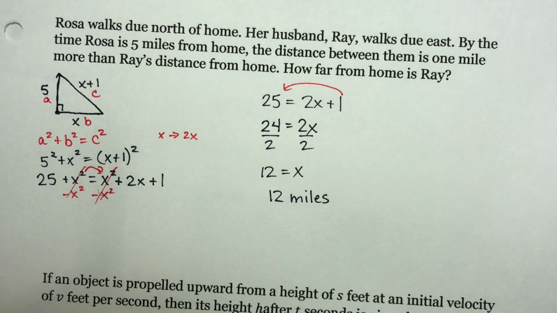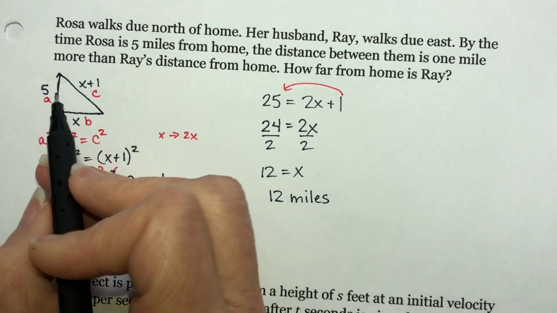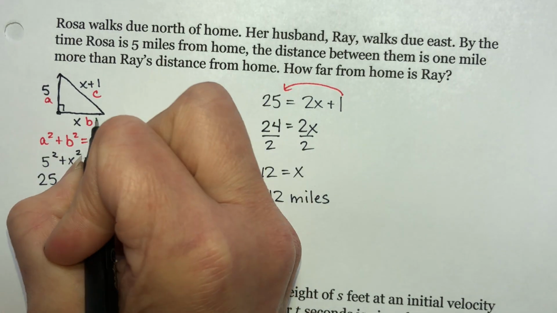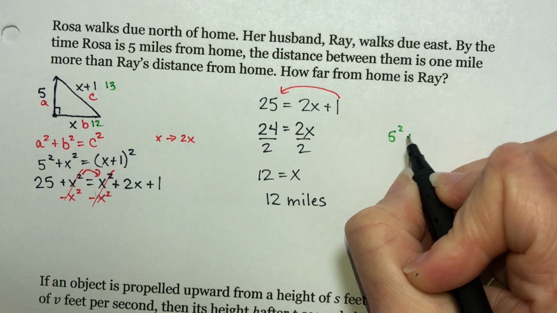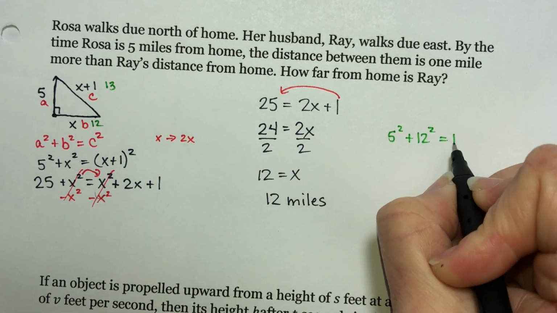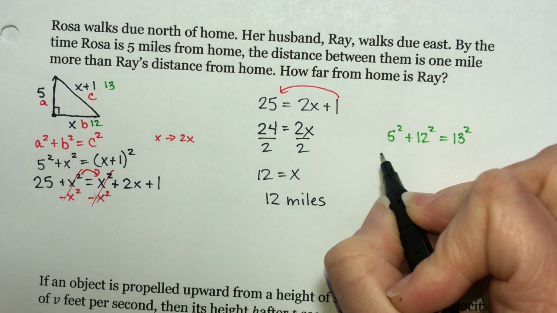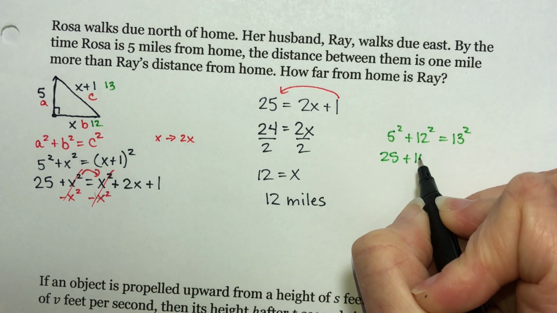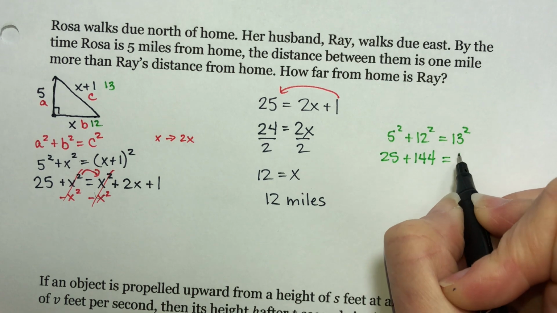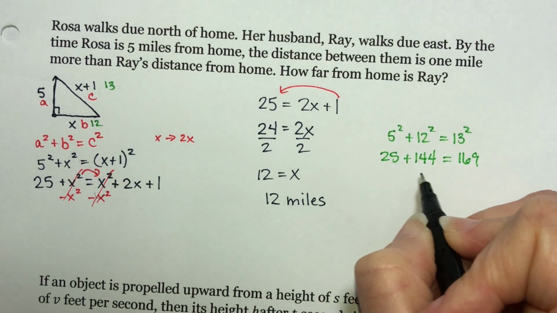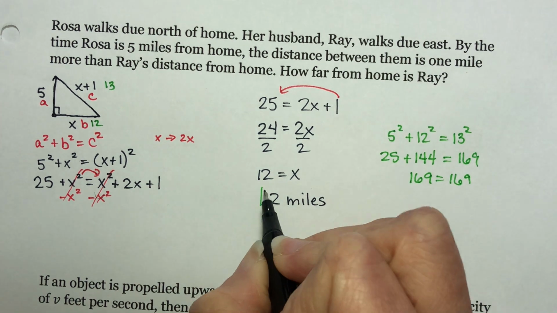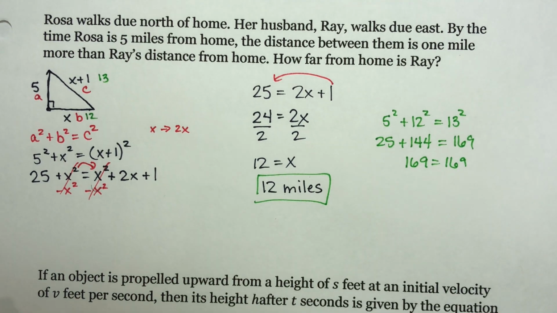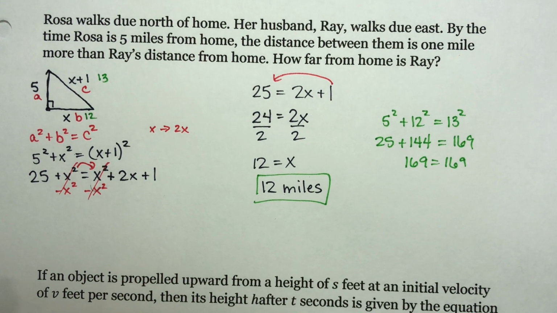Okay, and if you want to do a quick check, if this is 12, this would be 13. Is 5 squared plus 12 squared equal to 13 squared? That's 25 plus 144 is equal to 169. And if you combine these together, you will see 169 equals 169. So this answer does make sense. It's a positive number. It makes sense within the Pythagorean Theorem, and we're good.